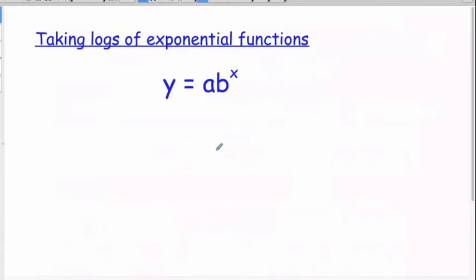The other type of question that we have is when it's exponential, not polynomial. And we can tell it's exponential because our variable x is up as a power here, whereas before our x was a base. So if x is a base, it's polynomial. If x is a power, it's exponential.